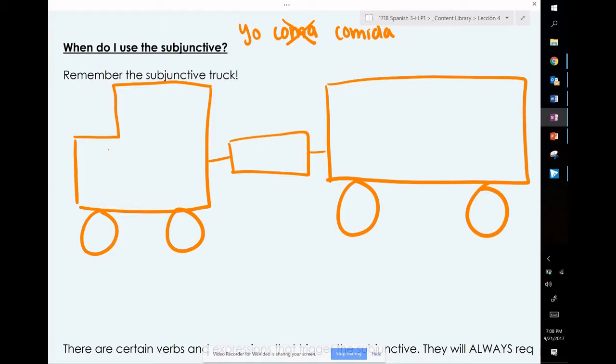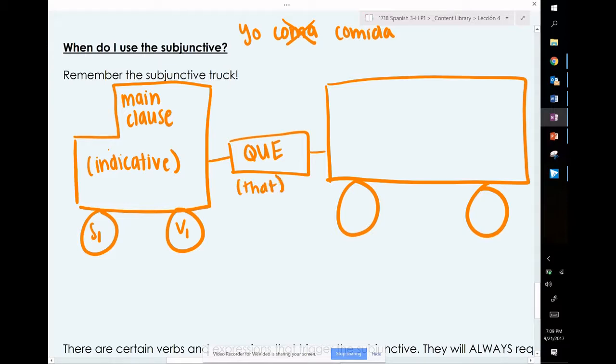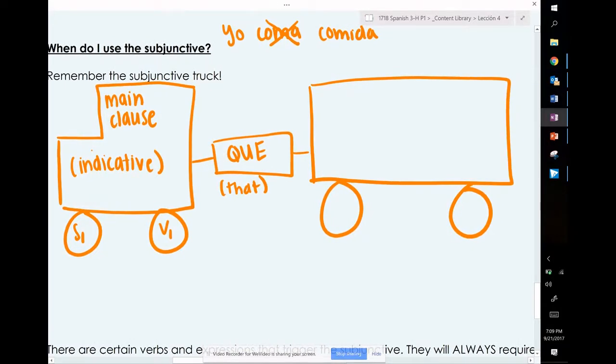When you write a sentence with the subjunctive, first thing we have is the main clause of our sentence. And in the main clause, you have a subject and a verb. Subject 1, verb 1. And this is conjugated to the indicative. Remember that the indicative is the present tense that you learned in Spanish 1. So I have a main clause that has a subject and a verb conjugated to the indicative. Then I use the conjunction que, which means that, to connect my main clause to my subordinate clause.